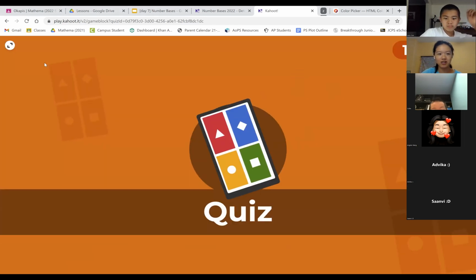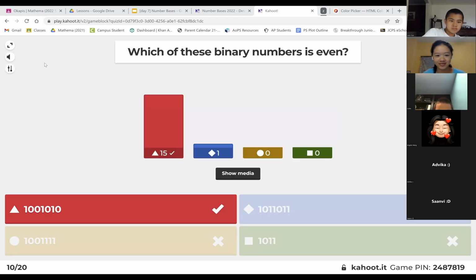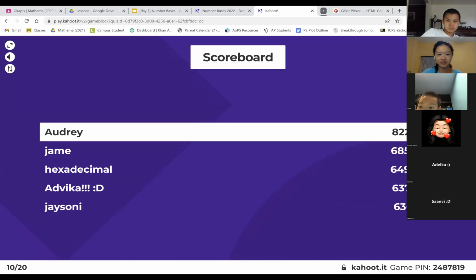Okay, what is this question? Which of these binary numbers is even? Okay, you guys can do this question. I'm sure you can. If you are a little upset about Shlok accidentally getting it right, just don't worry about it. Okay, almost all of you got it right. Yep, if it ends in a 0, it's even.